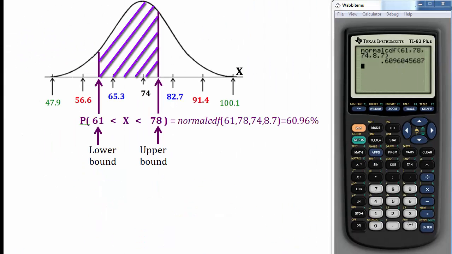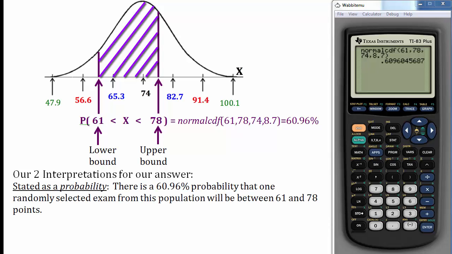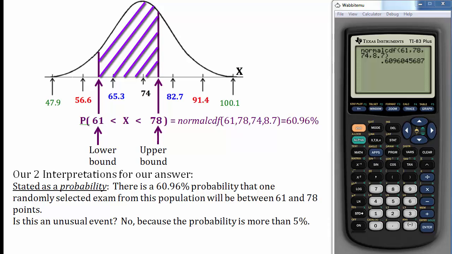All right, our two interpretations for our answer. First, let's state it as a probability. There's a 60.96% probability that one randomly selected exam from this population will be between 61 and 78 points. Now let's ask ourselves, is this an unusual event? No, because the probability is big. It's way more than 5%.